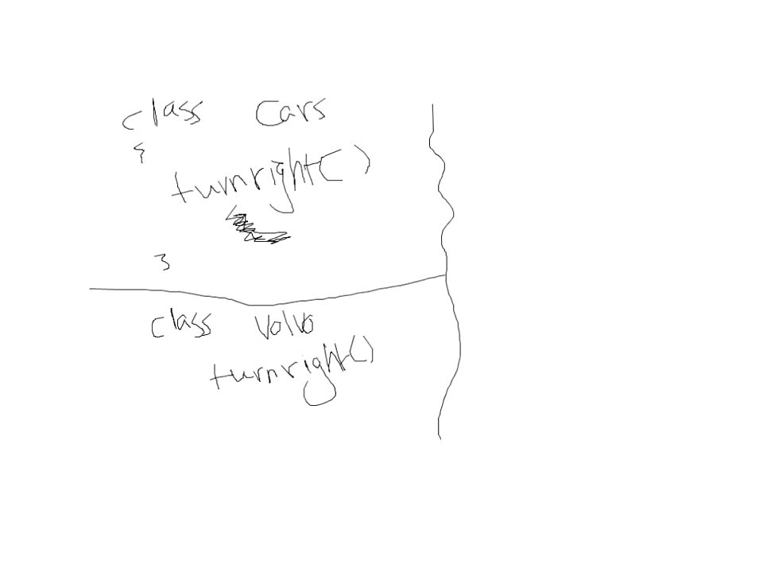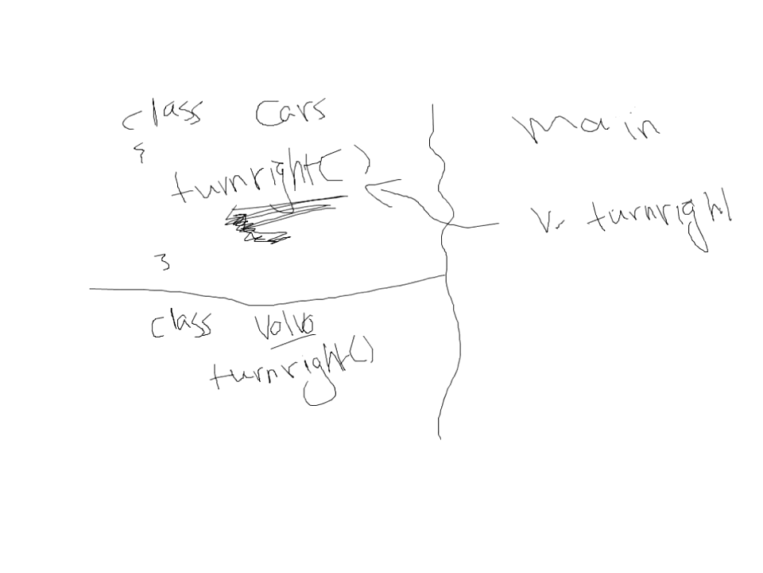Now, I can call the method in my main, for example, and let's say I gave Volvo the letter V. So I say V dot turn right. Although I have a method called turn right in here, as I said to you, you might call it, but it doesn't necessarily have to be the same.